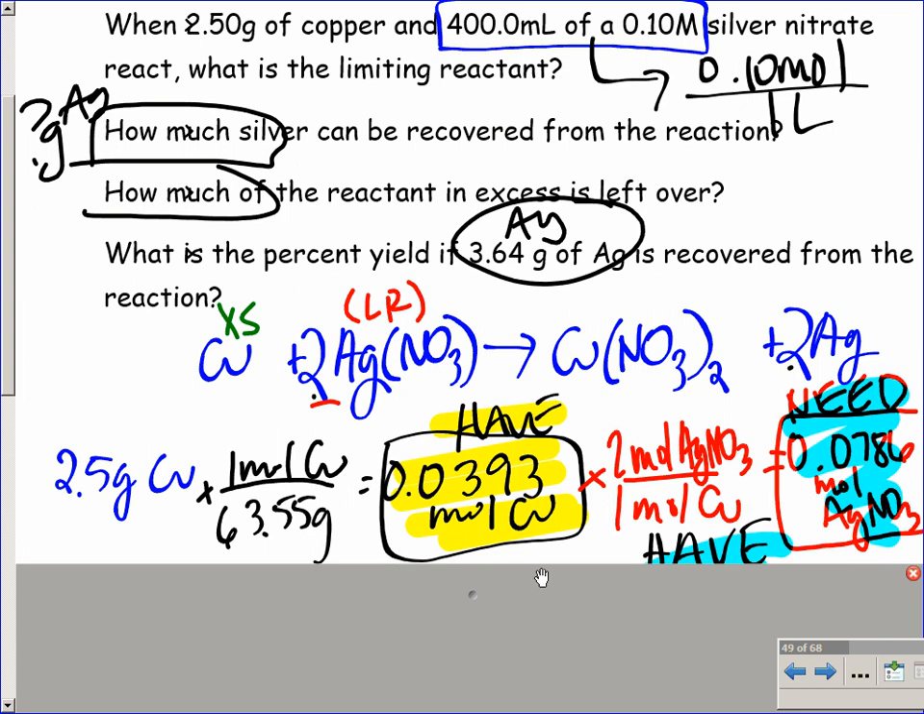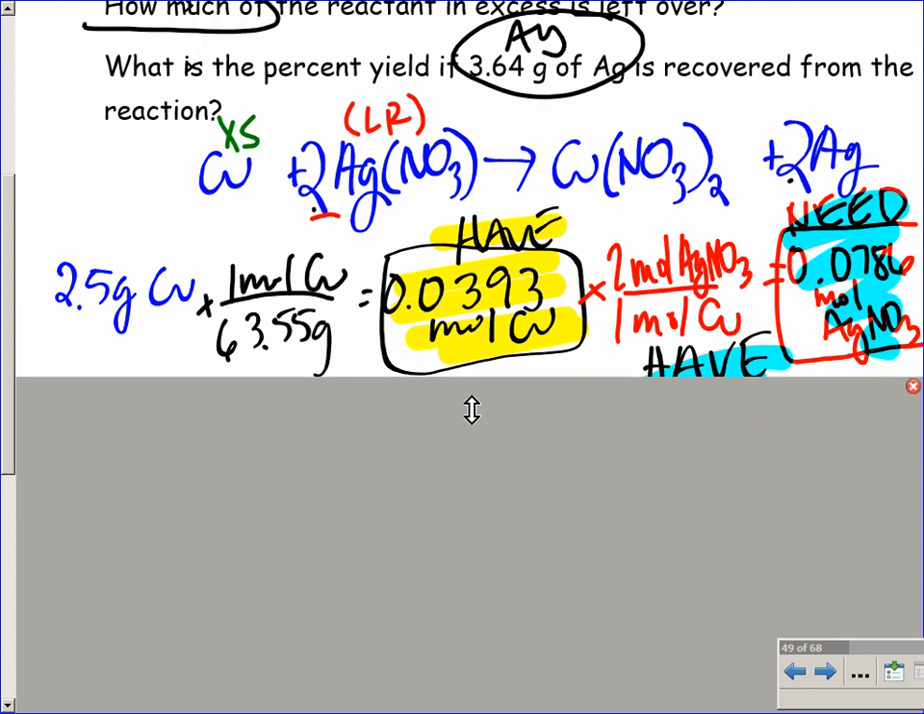I'm just going to do a quick verification. So pause for a second. Give me a thumbs up if you've gotten to your moles of copper. What's your moles of copper? 0.0393. So that's your half of copper moles. Has anybody figured out how much they have of their silver nitrate?